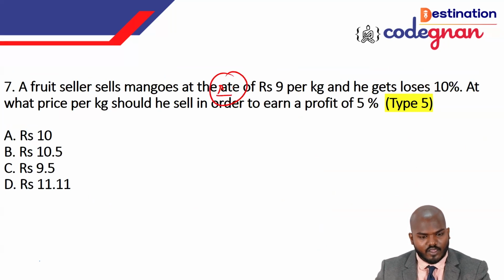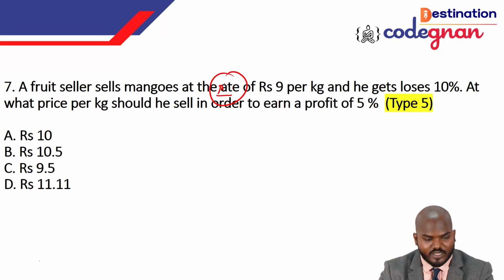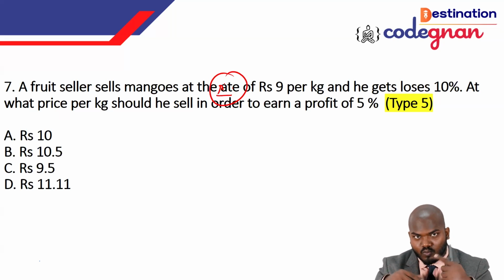Okay, sorry. A fruit seller is selling mangoes at the rate of 9 rupees per kg and he gets a loss of 10%. At what price per kg should he sell in order to earn a profit of 5% is the question. Okay, read out once again, please.